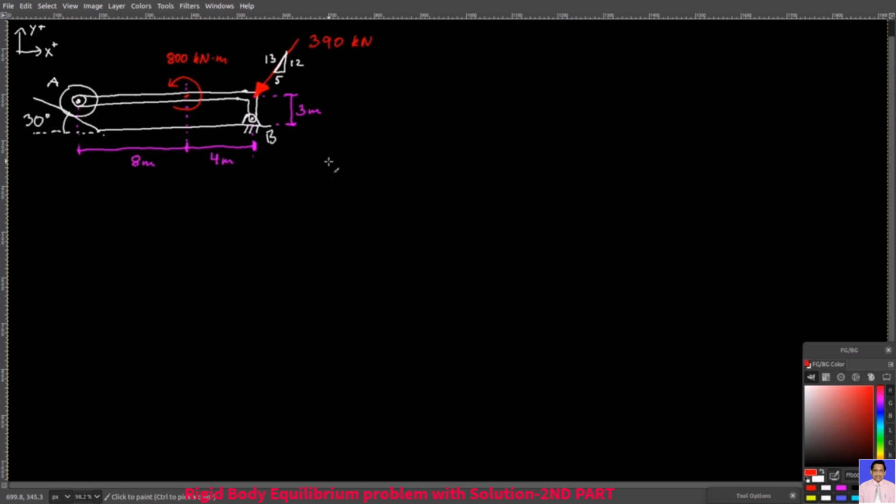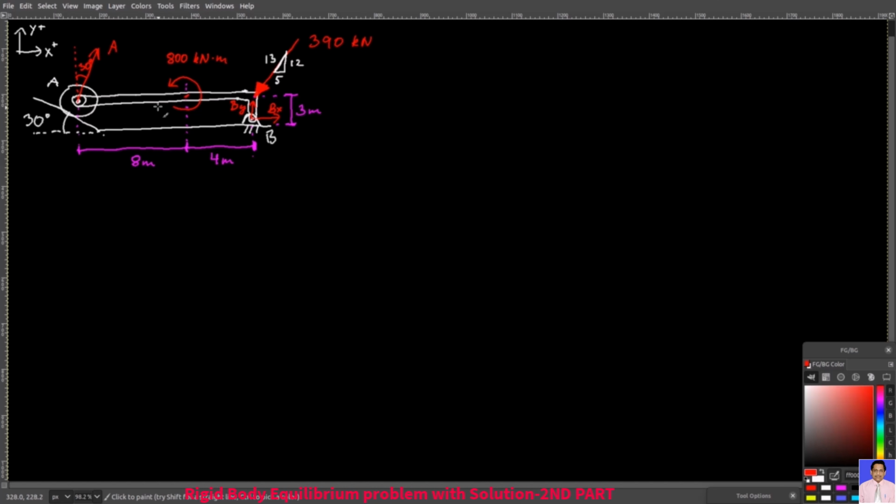Let's now identify and find our reaction forces at point A and B. Let's start with a free body diagram. At point A, you have a reaction force A normal to the surface. And then at point B, you have Bx and By as your reaction forces. No translation can happen there. However, rotation is possible. That's why you don't have a reaction moment there. At point A, you don't have it either.